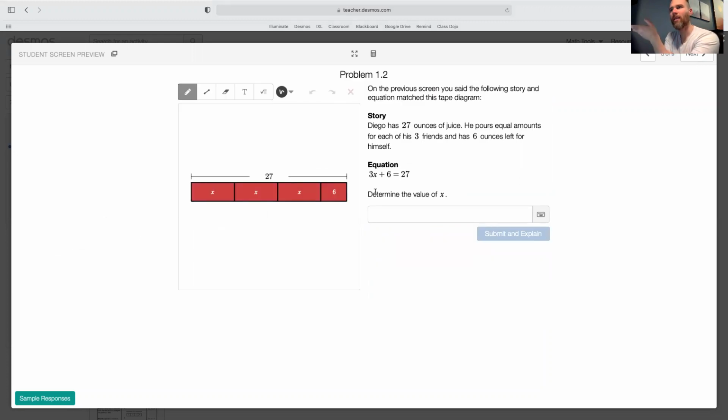Okay, so we're still in the same question about Diego and the juice, right? Diego has 27 ounces of juice. He pours equal amounts for each of his 3 friends. That's these 3 boxes with X's in them. And then he has 6 ounces for himself. So the equation is 3x plus 6 equals 27. We're going to determine the value of x.